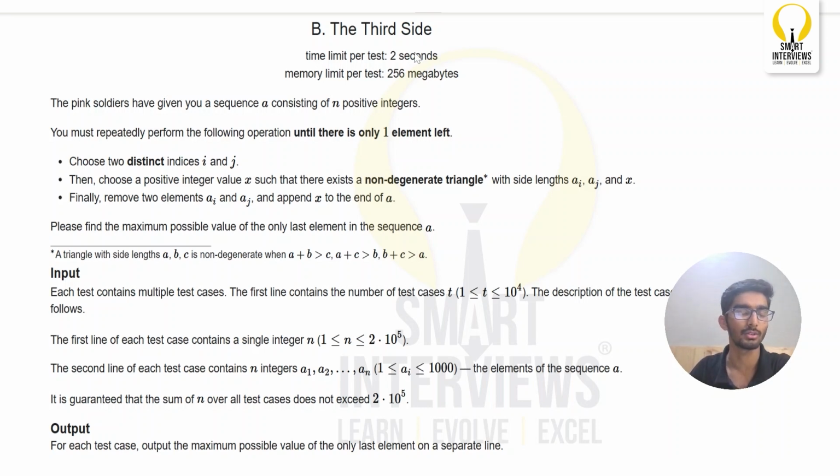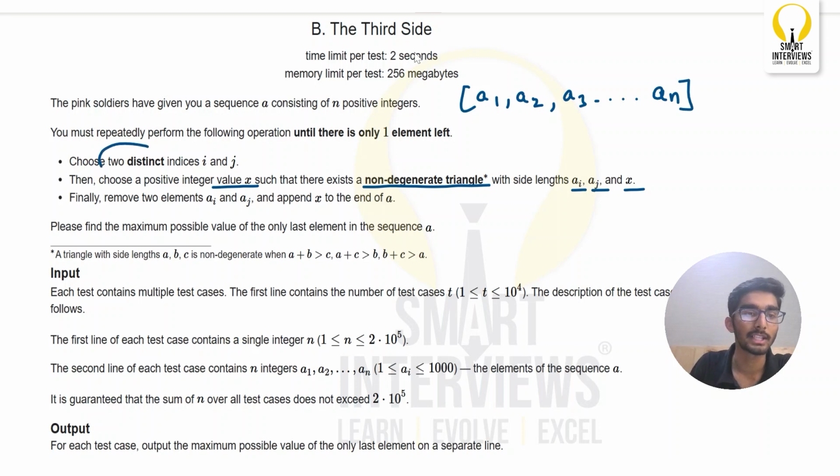Okay, let's see what those operations are. Choose two distinct indices i and j. Then choose a positive integer value x such that there exists a non-degenerate triangle with sides a_i, a_j and x. Here you are given a sequence of elements, right? So let the sequence be a1, a2, a3 and so on up to an. You need to select two distinct indices i and j. Let this be i, this be j.